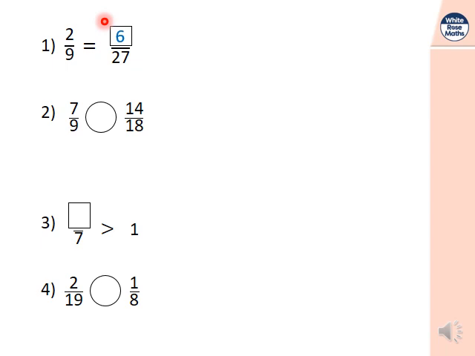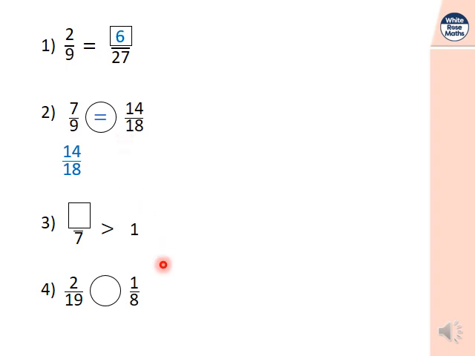Question number 2, it says 7/9 and is something to 14/18. What do you notice about 7 and 14 and 9 and 18? Well, what we hopefully would have noticed is that 7 times 2 is 14 and also 9 times 2 is 18. So we've actually multiplied both of those numbers, 7 and 9, by 2 and it's given us 14/18. So we should have put equal to, because they are the same.